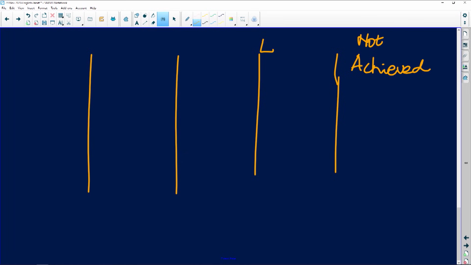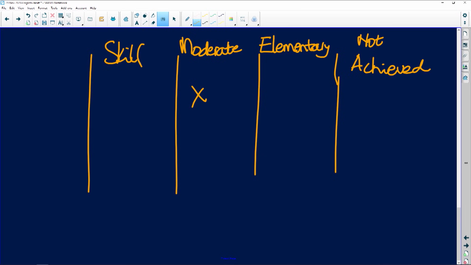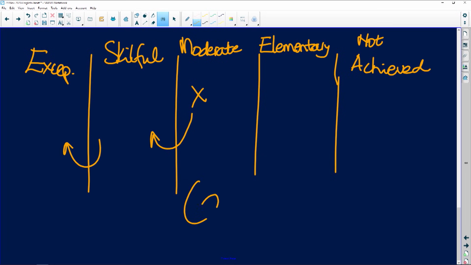Then here you've got elementary, which is, gosh, this is bad. And then we've got the moderate, and this is where most students happily fall. But you don't want to be in the moderate. You want to be in the skillful or in the exceptional category. So what you should be asking, Veronica, is how do I get from moderate to skillful, or skillful to exceptional? And that is not on the format.